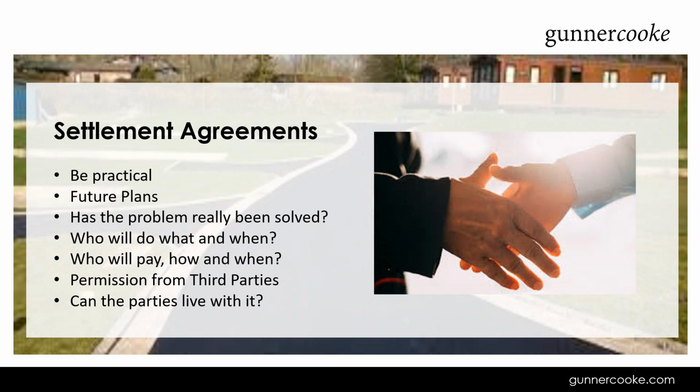Practicalities of your settlement agreement: make sure it says who's going to do what and when, who's going to pay, how and when, and make sure it takes into account any third-party permissions. If you don't think about these things when you're putting your settlement together, what you can often find is a secondary argument comes up afterwards about what was or was not actually agreed.